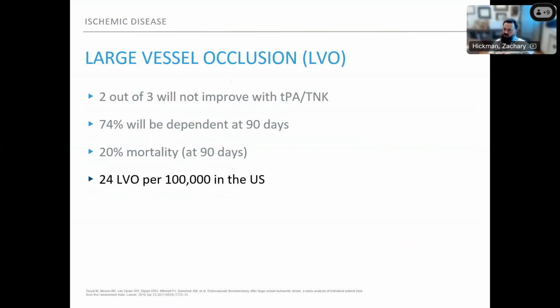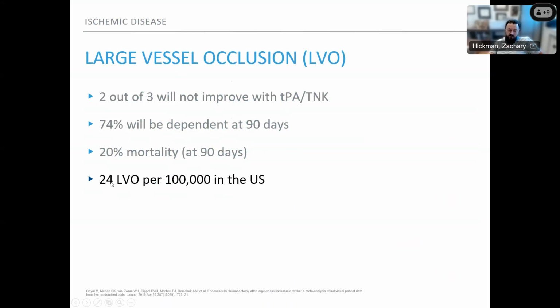So 2 out of 3 will not improve with either TPA or tenecteplase. 3 out of 4 will still be dependent at 90 days, and there will be a mortality of about 20% at 90 days. There are about 24 LVOs per 100,000 population in the United States. Western Queens has a population of about 1 million people, so in the catchment area of Elmhurst, there are theoretically around 240 LVOs per year. That's not quite one a day, but pretty close. So that's quite a significant number.